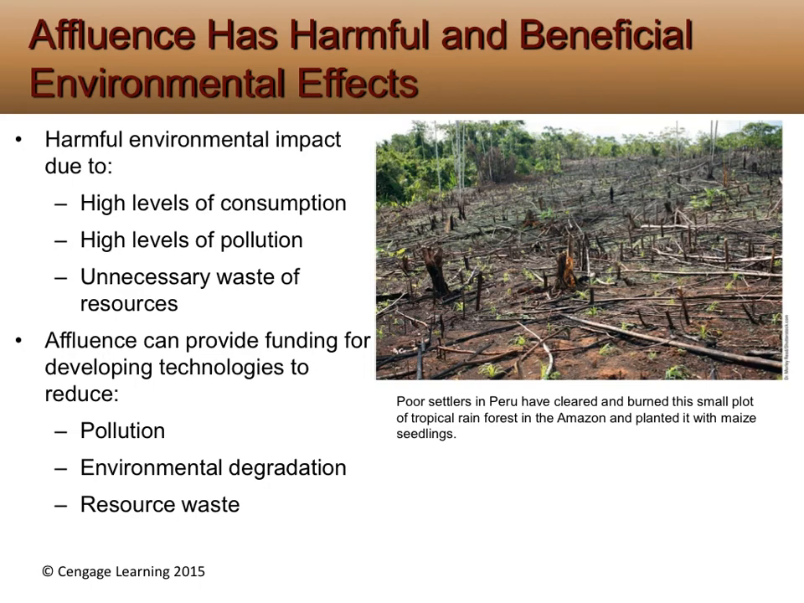Affluence can provide funding for developing technologies. So we do in the United States have nice clean air because we have things like scrubbers, which take those pollutants out of a factory before it reaches the air. So technology has really helped in that case. We've really tried to prevent environmental degradation. Again, we can see it with satellite imagery. And we're really trying to reduce waste.